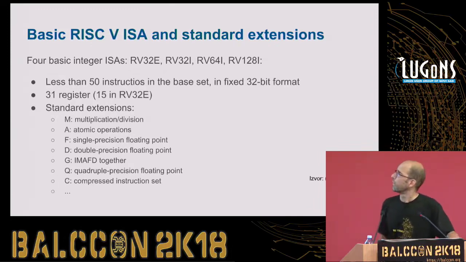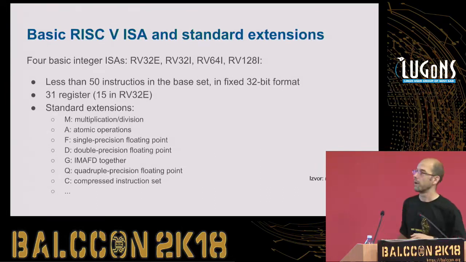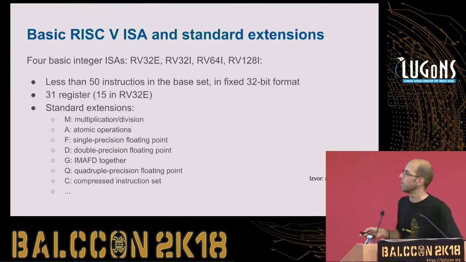And they're all in fixed 32-bit format, except for the compressed instruction set, which is made to make better use of RAM and uses 16-bit instructions. Besides, it has 31 registers. There are two versions of 32-bit architecture, embedded and so-called normal. RV32I means integer, and all the other letters are marks of the extensions that particular CPU supports.